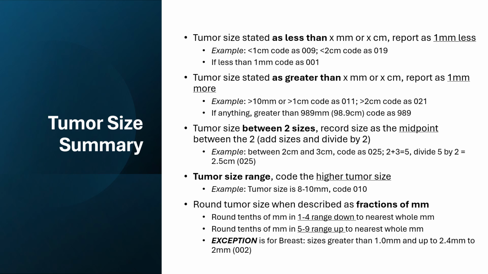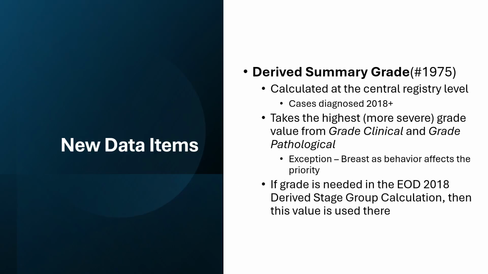Again, review the SEER program manual for all instructions on coding tumor size summary accurately. The field derived summary grade has been added for 2024 and will be calculated at the central registry level for all cases diagnosed 2018 and later. This information will be coming from the grade clinical and grade pathological data items.